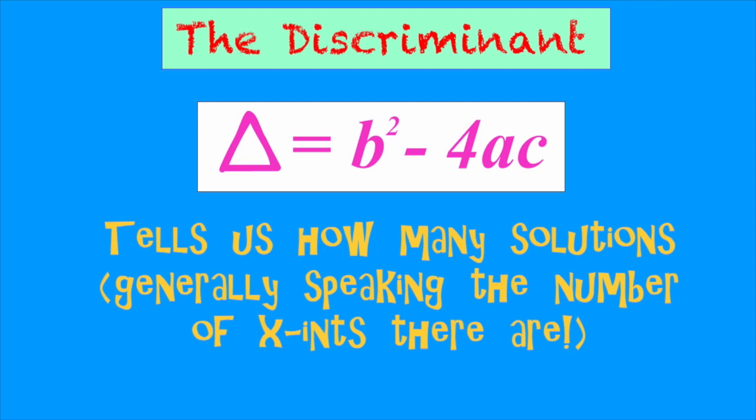Alright, so we're looking at the discriminant now, and as you can see, the formula for the discriminant is equal to b squared minus 4ac, where the discriminant is represented by the triangle. Now what this actually tells us is the number of solutions that there is for a quadratic. By that we generally mean the number of x-intercepts.